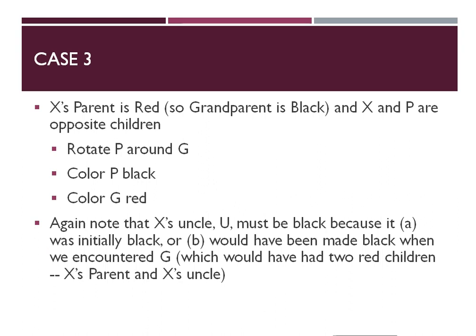Now here we have the third case where X parent is red, so grandparent is black. So X and P are opposite children. In that case also you need to rotate P around G and then change the color of P and also change the color of G to red. Make P black and G red. Again note that X uncle must be black, that we already have seen, what are the criteria for the uncle to be black.